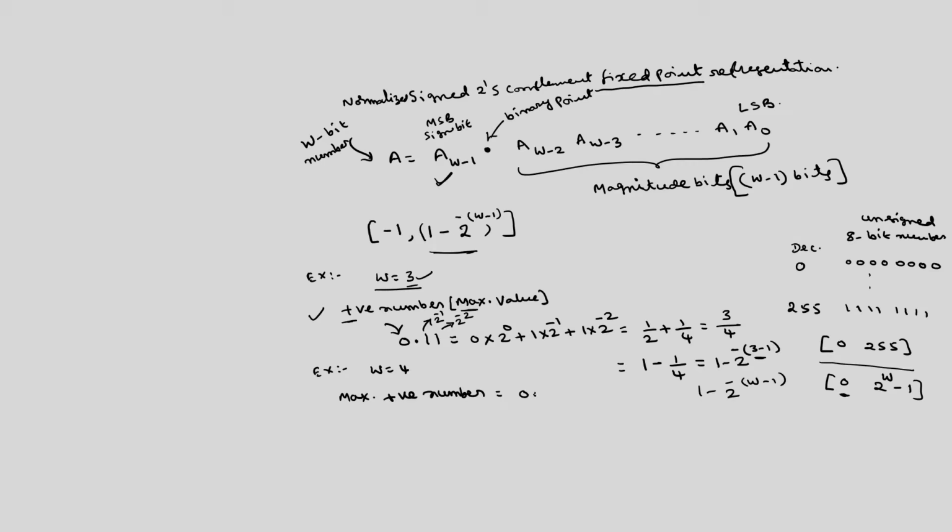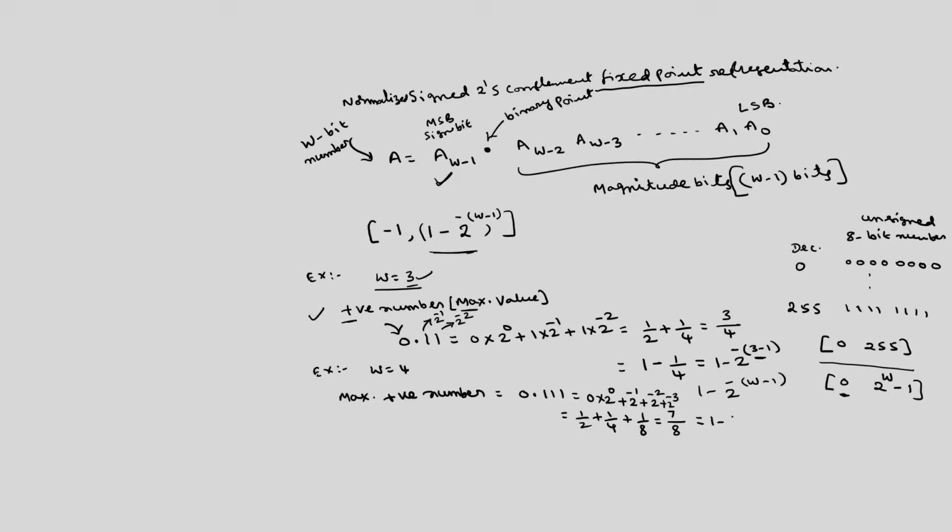It is equal to 0 point, because for a positive number the sign bit is 0 and the magnitude bits should be all ones, then only you will get the maximum number. So, what is the decimal equivalent of this one? 0 into 2 raised to the power of 0 plus 2 raised to the power of minus 1 into 1, 2 raised to the power of minus 2, 2 raised to the power of minus 3. So, this is equal to 1 by 2 plus 1 by 4 plus 1 by 8, which is 7 by 8.